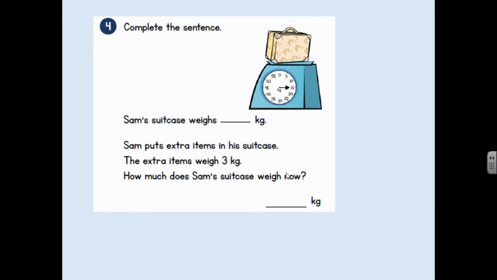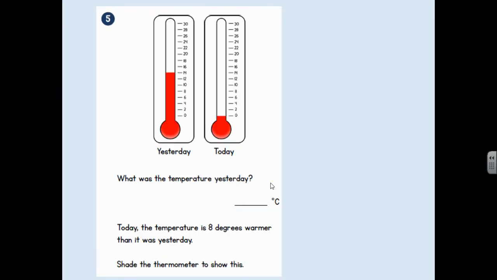Right, question number 4, complete the sentence. Sam's suitcase weighs, look at how many kilograms it is. Sam puts an extra item in his suitcase. The extra item weighs 3 kilograms. How much does Sam's suitcase weigh now? Write it down.